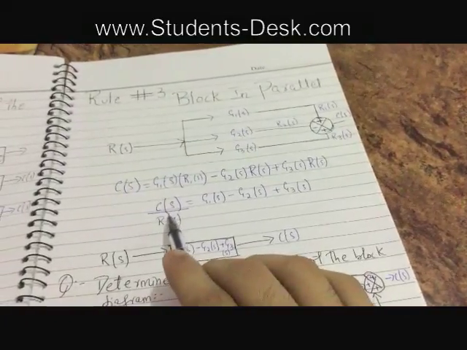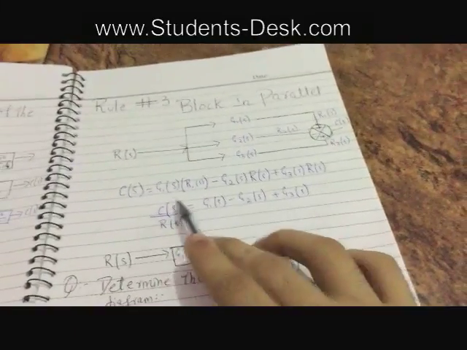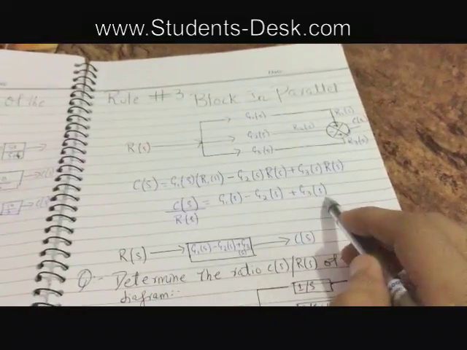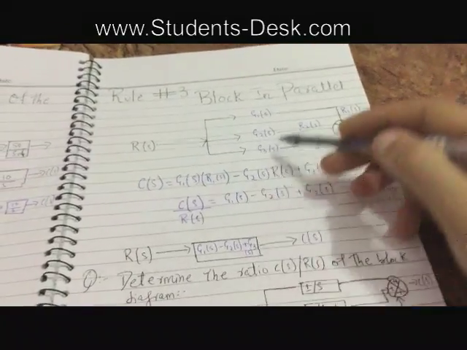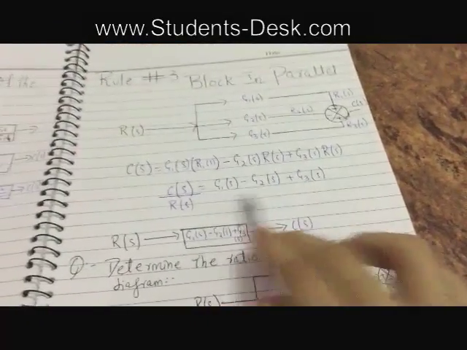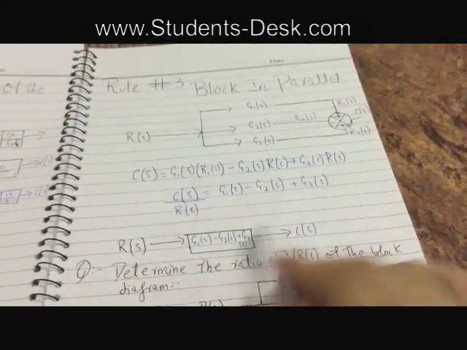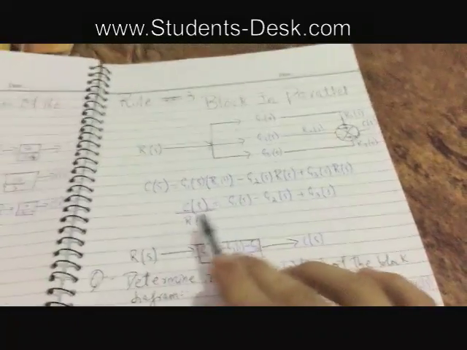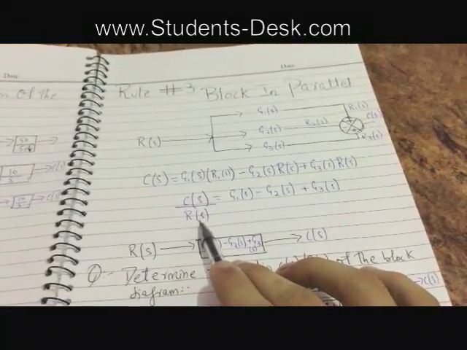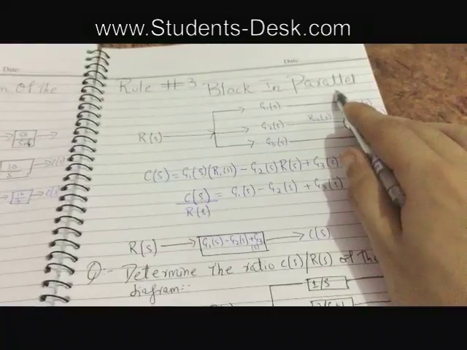Now by using the transfer function, G1(s) minus G2(s) plus G3(s). So we can reduce this typical diagram into this simple diagram by just writing this equation into it, which we have proved by the transfer function. And this is what the blocks in parallel rule explains.